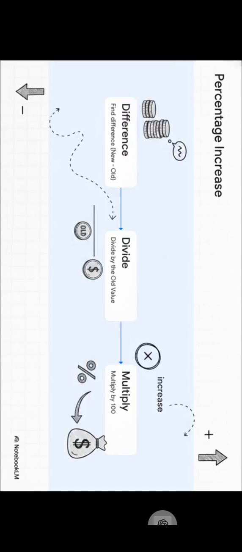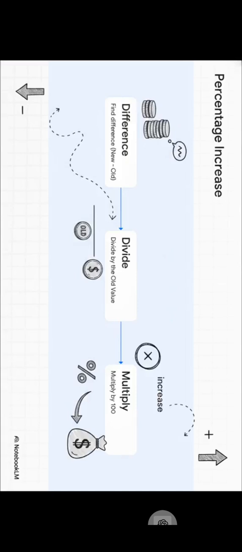Step 1, find the difference. The new price of 650 minus the old price of 500 gives us 150. Step 2, divide that difference by the old value. Now this is absolutely crucial. Always use the original baseline. So it's 150 divided by the original 500. Step 3, multiply by 100. 150 over 500 reduces to 3 over 10. Multiply by 100, and that gives us a very clean 30% increase.